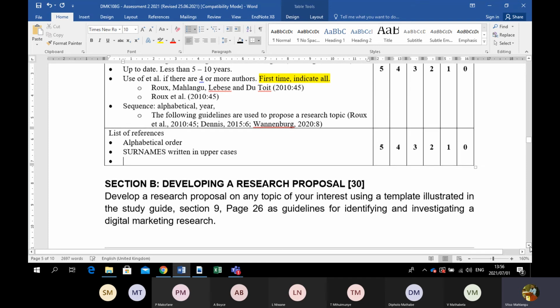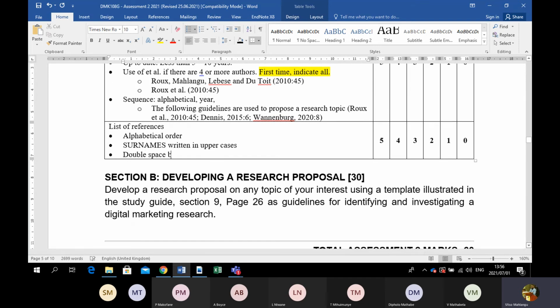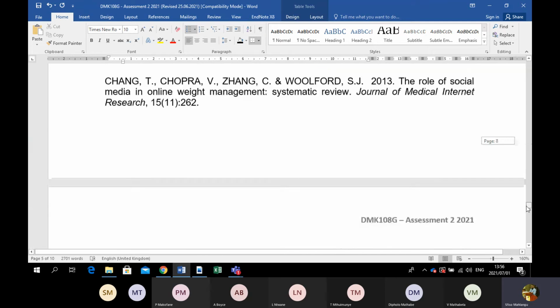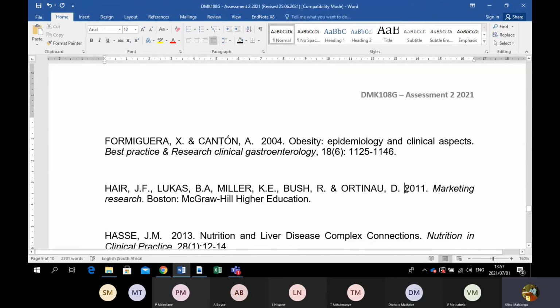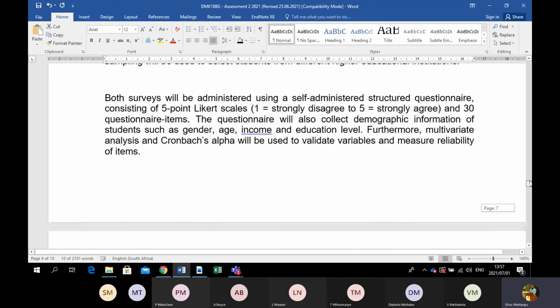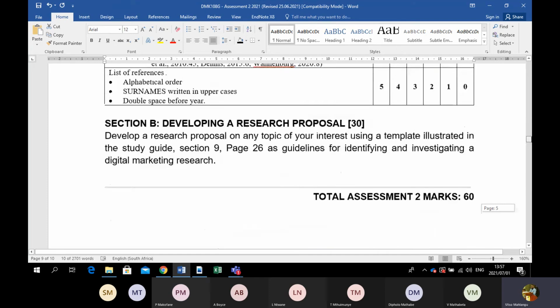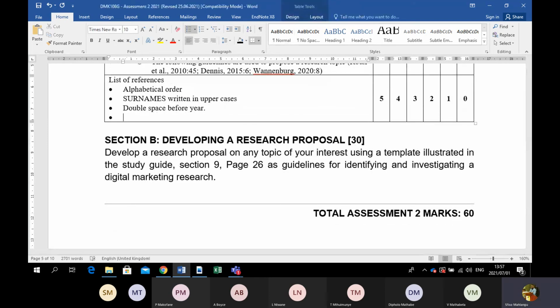We know things such as double space, before year, and what that basically means. Okay, I'll quickly use one of the sources here. Is it double space? It's just one space there. You can see here it's written in alphabetical order, in upper case and so on. The use of italics and so on, you also have to highlight that as well. Name of journal, written in italic.